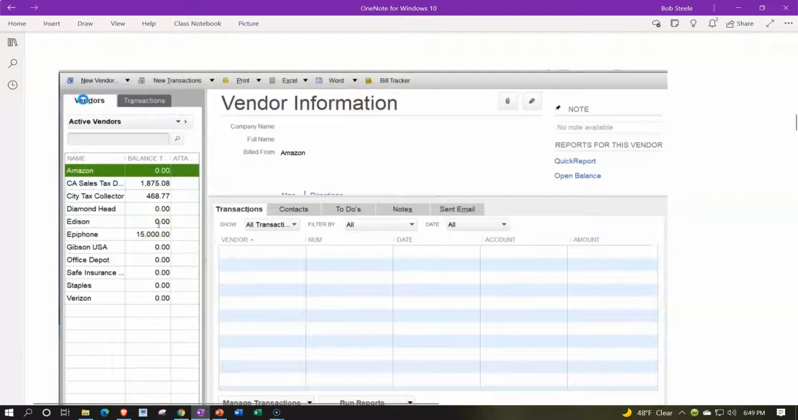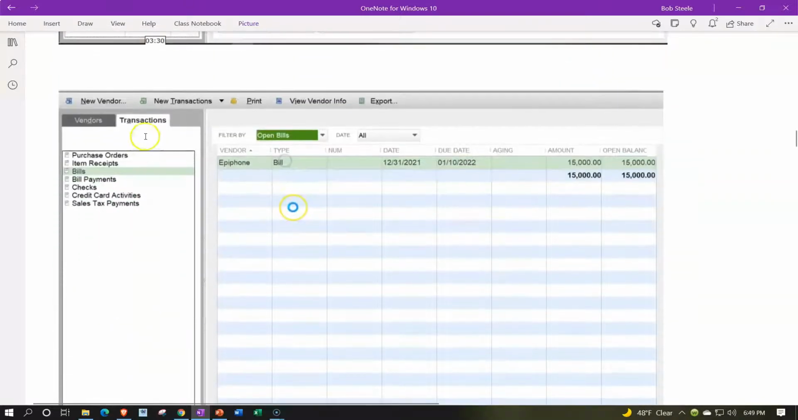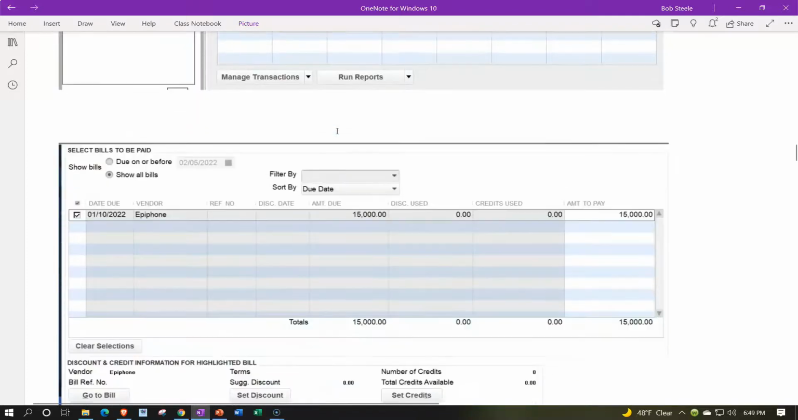I believe if we went down to Epiphone, that's the vendor that has the bill right here, the $15,000. We can also go to the transactions tab and go to the bills here. We could sort by the open bills if we so choose, and that's one way that we can sort our bills to determine which we want to pay.